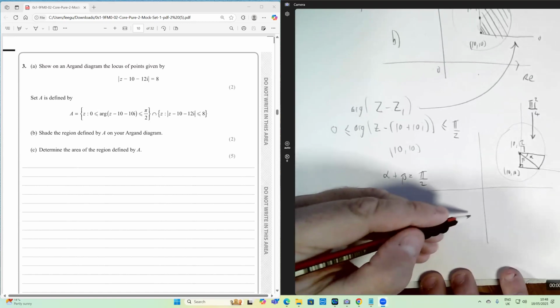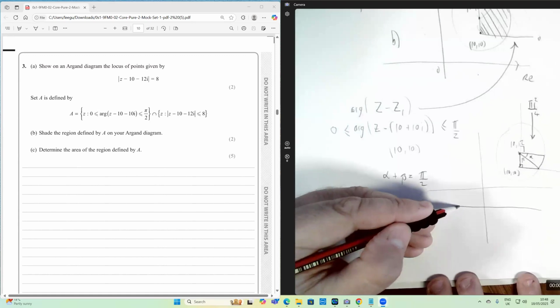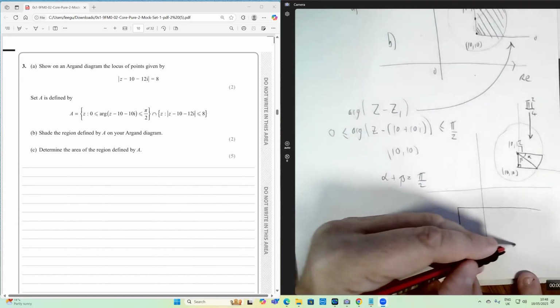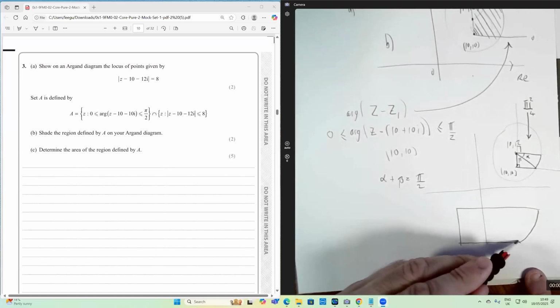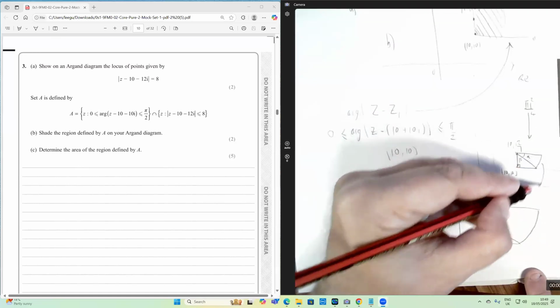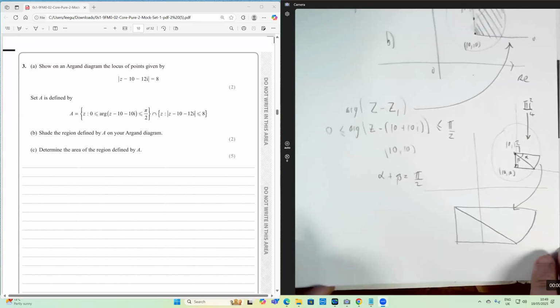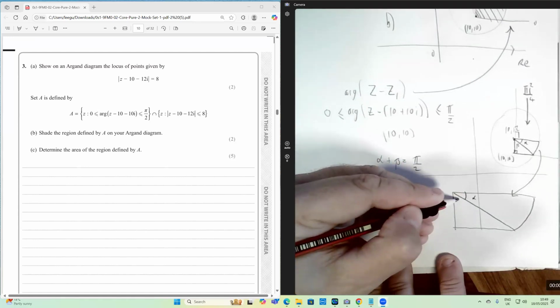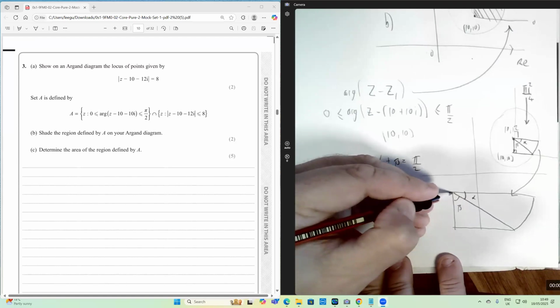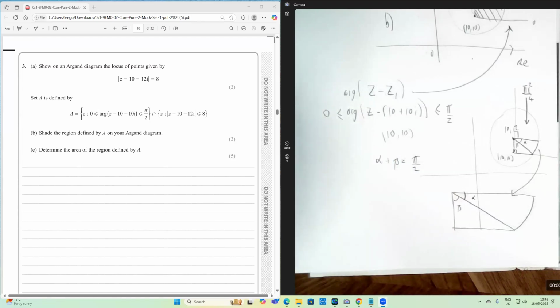I'm going to draw an expanded, exploded view of that little section that we're after. So here it is. That's just a bigger diagrammatic representation of that area. This is what I've called alpha, this is what I'm calling beta, and that's 90 degrees.